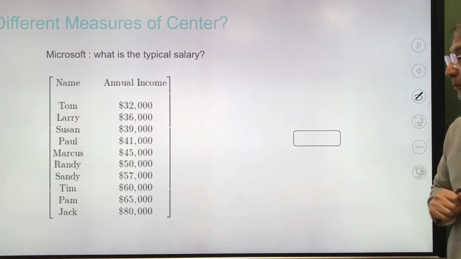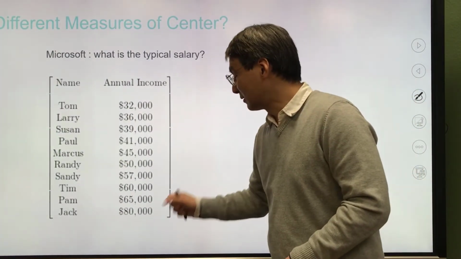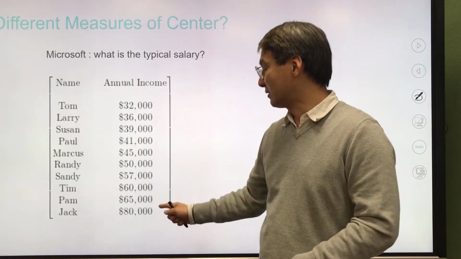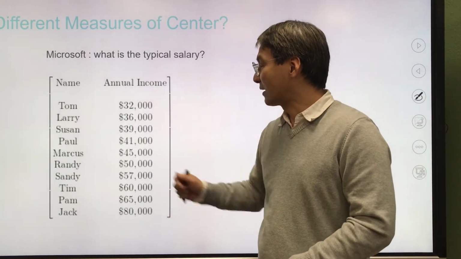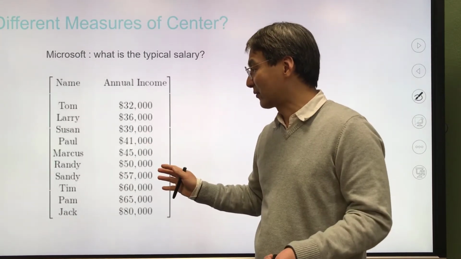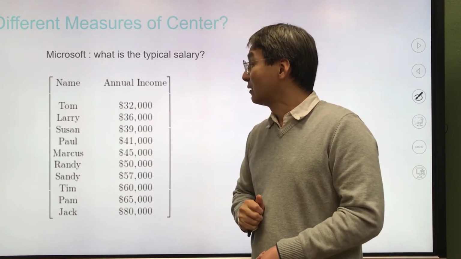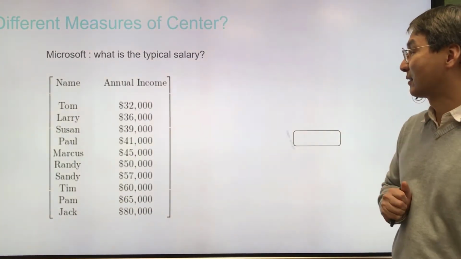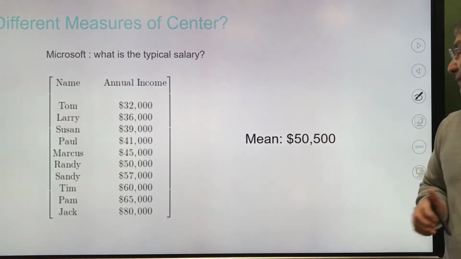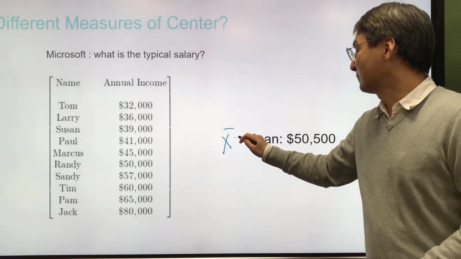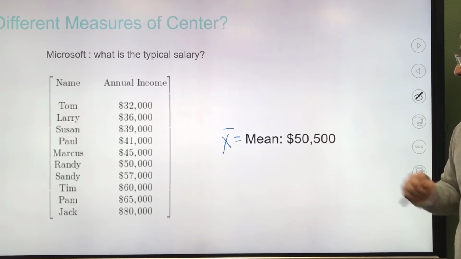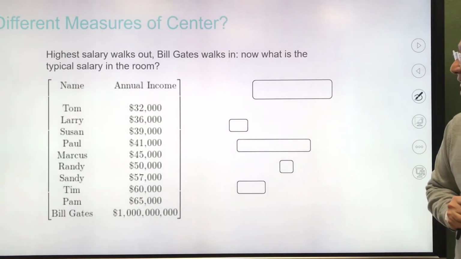Okay, let's take an example. There are 10 engineers and their annual incomes. So let's find the sample mean. There are a lot of engineers out there, and we chose only 10 engineers. And what is the sample mean of their annual incomes? Okay, X bar equals this number. I think they get paid way more than 50,000 these days.